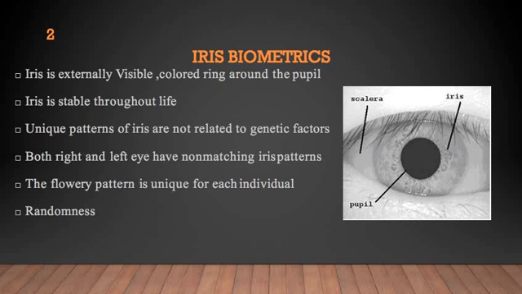Iris biometrics. Iris is basically the externally visible part of our eye. It is the colored ring around the pupil. Iris is stable throughout life, and it is one of the reasons why we pick iris as compared to the other biometrics, because it is stable. Whereas in the case of fingerprints, they might change or deteriorate during your lifetime.